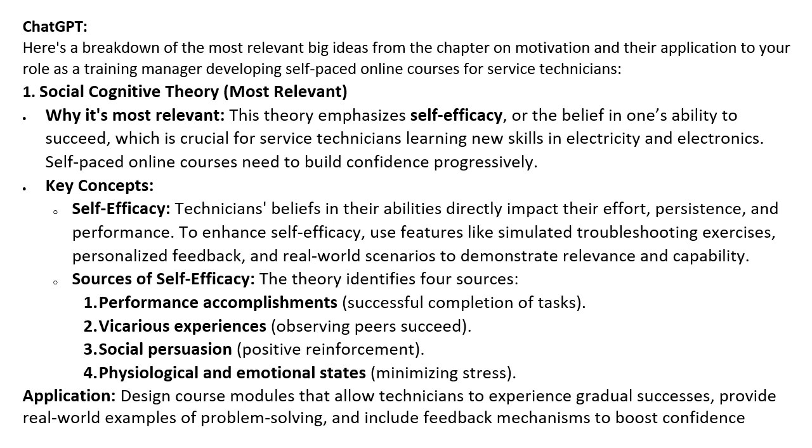So here's what we got. This is what ChatGPT did. It identified, and I think it was consistent with Ty's work, that social cognitive theory was the most relevant theory because it focuses on self-efficacy. Then it actually does a pretty good job of unpacking the key features of social cognitive theory as they relate to this case of training electronic technicians, and gives an application to provide real world examples of problem solving and feedback. That's a pretty good summary.